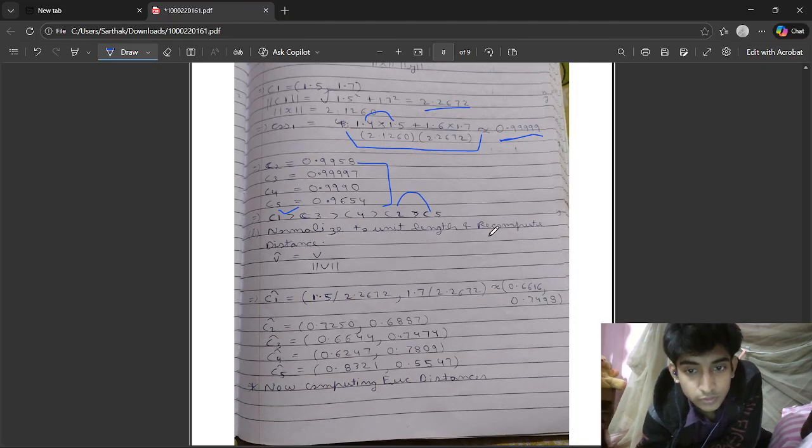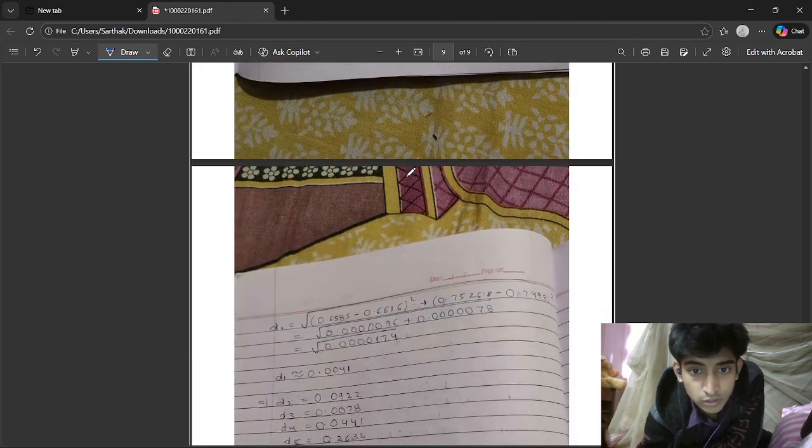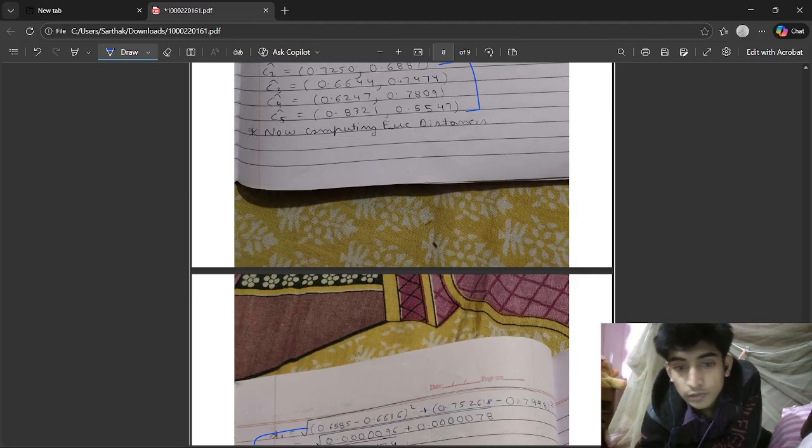Now we will normalize the vectors to unit length and then recompute the distance. So this is the formula for normalizing. Here we are normalizing each of them based on their magnitudes. On normalizing, we get those points, and now we will again recompute this value with the new query point. So we will get these distances. Now again, based on these distances, we will rank them. So C5 is again the most dissimilar complaint and C1 is the most similar complaint. So based on that, we solve this question. I hope you found it helpful. Thank you.